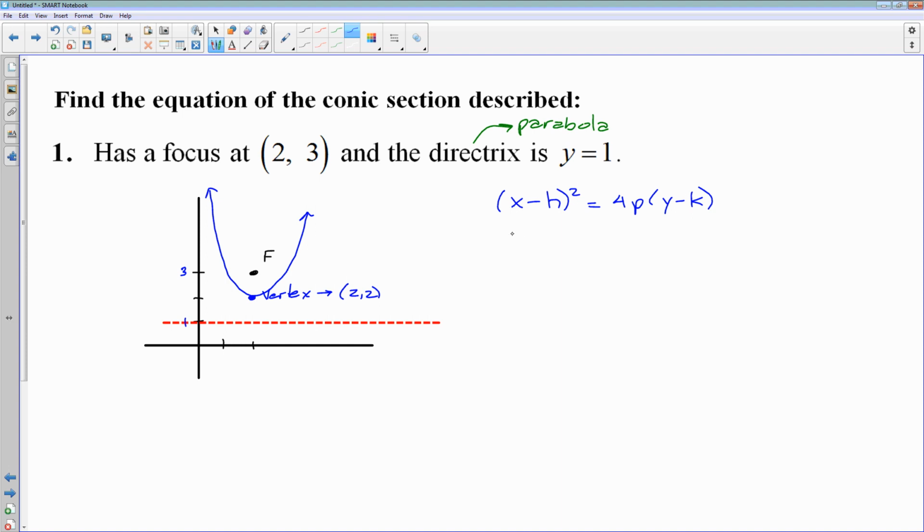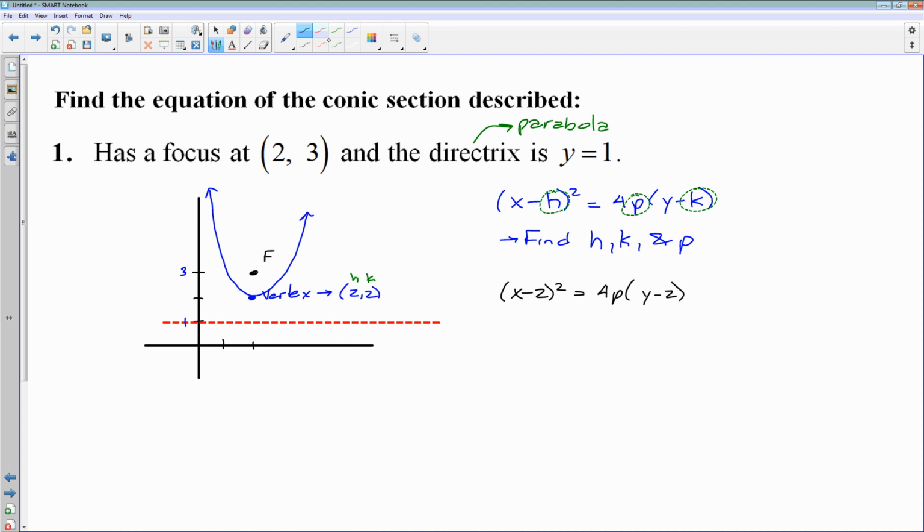All I have left to do now is find h, k, and p. If I can find h, k, and p, then I will plug them in, and that will give me the final equation. Now, h and k are always easy. They're probably the easier ones because h and k are the coordinates of my vertex. So I can go ahead and say I know it's at least (x minus 2) squared equals, still not sure what p is, 4p times (y minus 2).